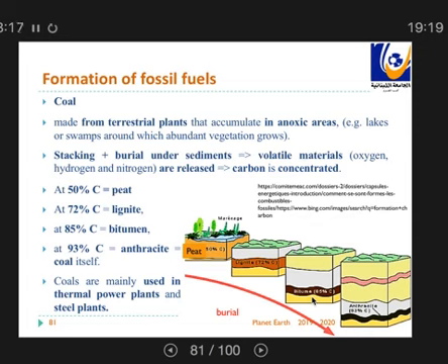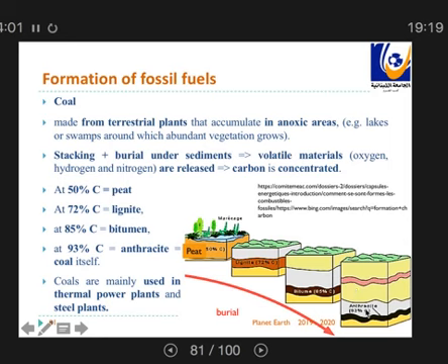Okay. Now, how is coal formed? In a few words, it's made of terrestrial plants that accumulate in anoxic areas, which are swamps, for example. Okay, in swamps we have a lack of oxygen and lots of vegetation that grows. Now, the stacking and the burial of this material under the sediments will cause volatile materials such as oxygen, hydrogen, and nitrogen to be released. And what remains is the carbon that is concentrated with time and with more burial.